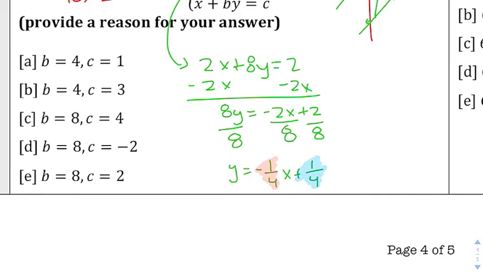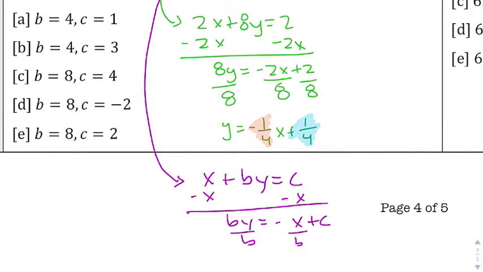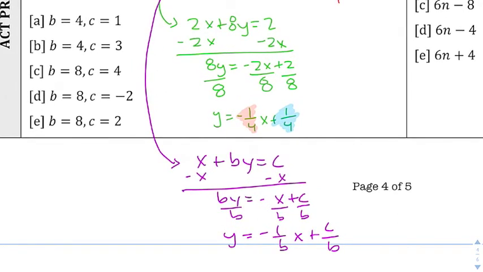And so what I really need to do is pick values for b and c that end up having the same slope but not 1/4 as an intercept. So let's grab the second equation. We have x plus by equals c. What I think I'm going to do is solve this guy for y as well. So we'll subtract x on both sides. By is equal to negative x plus c. Divide everything by b. And so we'll end with y is equal to negative 1 over b x plus c over b. Now again, we want this negative 1 over b to be the same thing as negative 1/4, which tells me right away that b has to be 4. So we're down to two choices.